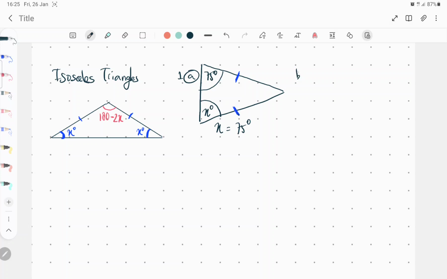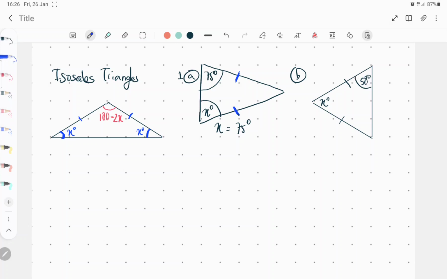Now 1b. How about this? It is about practice. You need to practice more in order to get a good understanding. The isosceles triangle is here. Again, I am not drawing this to scale. This is x and this is 58 degrees. So how do you calculate the value of x?